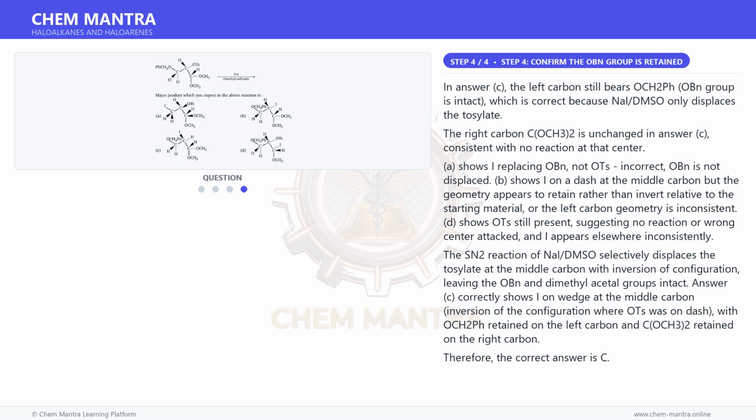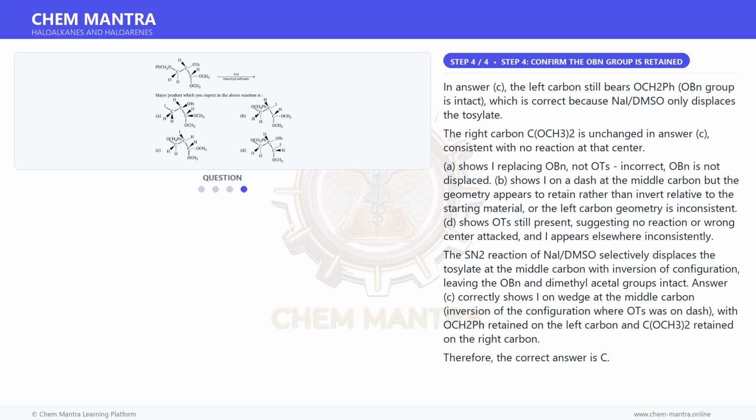And for the final step. In answer C, the left carbon still bears OCH2Ph, the OBn group is intact, which is correct because NaI DMSO only displaces the tosylate. The right carbon, C(OCH3)2, is unchanged. In answer C, this is consistent with no reaction at that center.